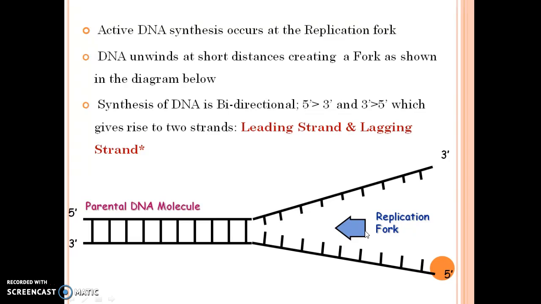Now, synthesis of DNA is bidirectional. That is, one goes from the 5' to 3' direction, and the other goes from the 3' to 5' direction. So this gives rise to 2 strands, which we call the leading strand and the lagging strand. What are leading and lagging strands? The strand that is being synthesized towards the replication fork is known as the leading strand, while the lagging strand is synthesized away from the replication fork. As we go on, we are going to see different images that explain that better.